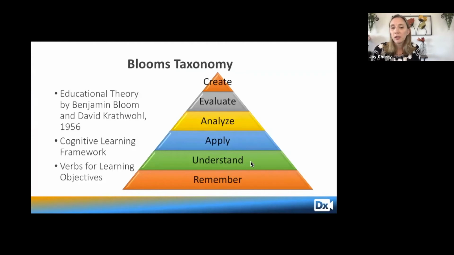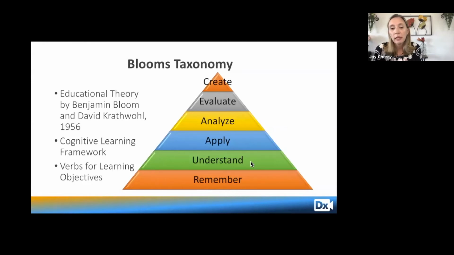Bloom's taxonomy is an educational theory that was first introduced by Benjamin Bloom and David Krathwohl in 1956. It's had many iterations since then, but it has stayed tried and true in education. It's a cognitive learning framework. If you think about remember as the baseline, beginning education, and then create as expertise, you move up the triangle as you stay in EMS, as you teach and as you learn.